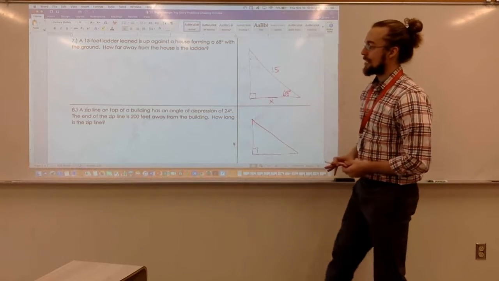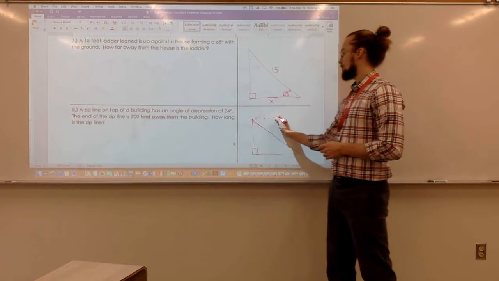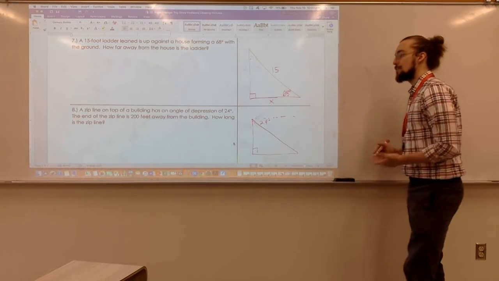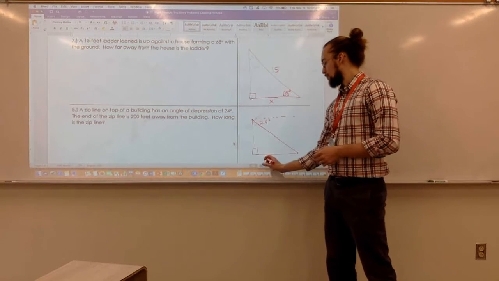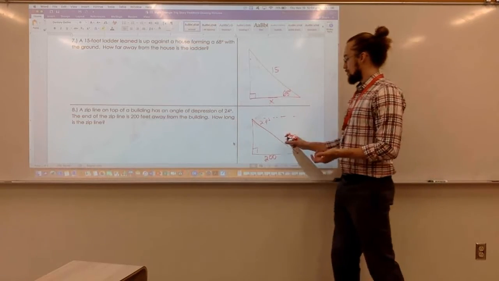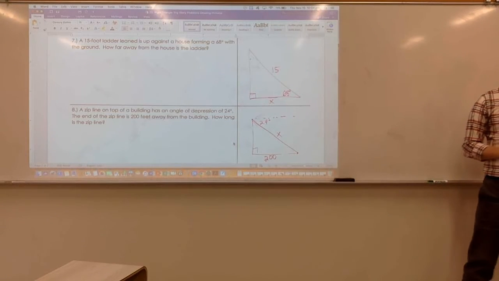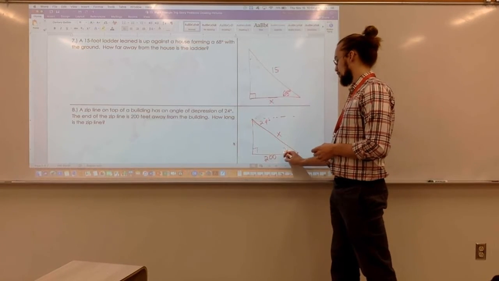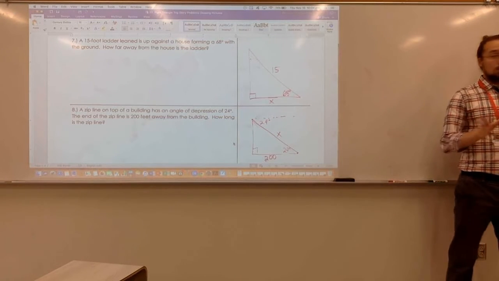Then my last one is the zip line. It's attached to the top of the building and has an angle of depression of 24 degrees. The end of the zip line, down here, is 200 feet away from the building. Our goal then is to find the length of the zip line, so the hypotenuse would be my x here. And then if this angle is 24, we also know that this angle here is 24. Questions?